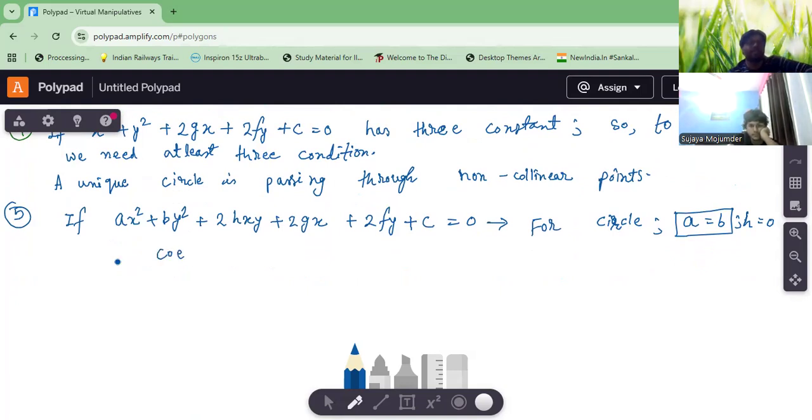You can also write it down that coefficient of xy is 0. This part must be known to you. Next, we have the next topic: intercepts cut by the circle on axis.